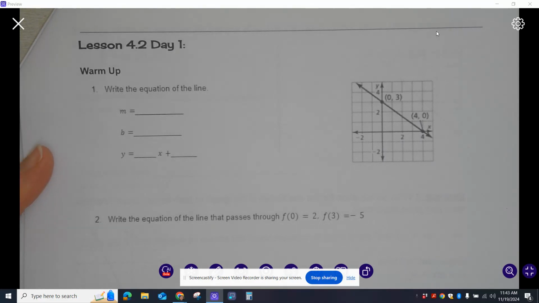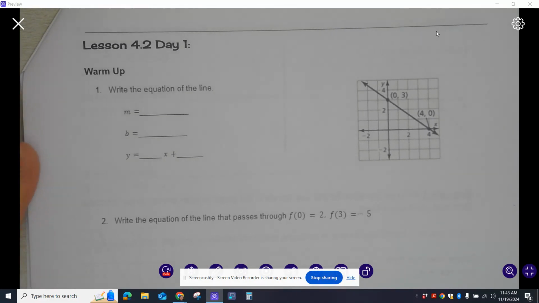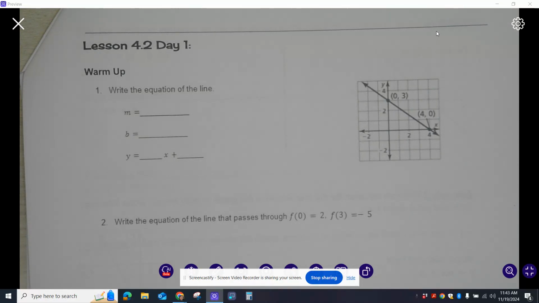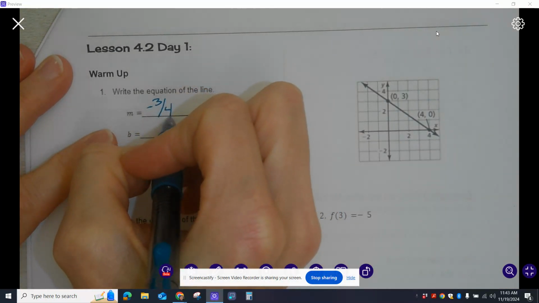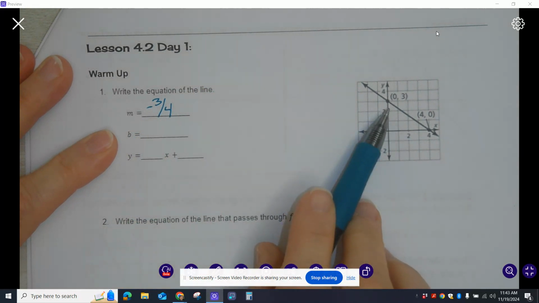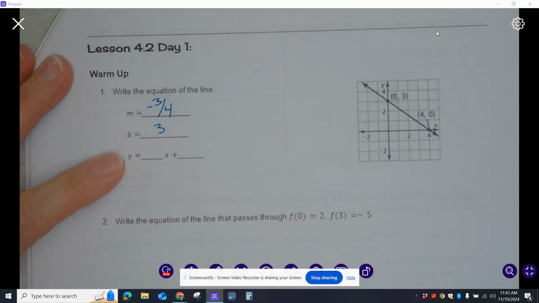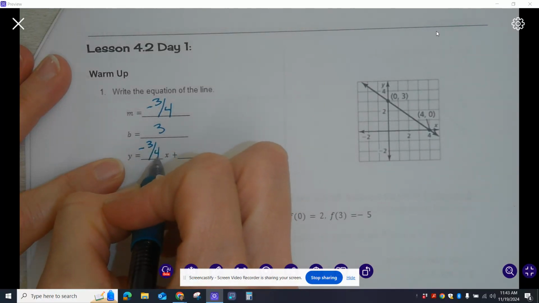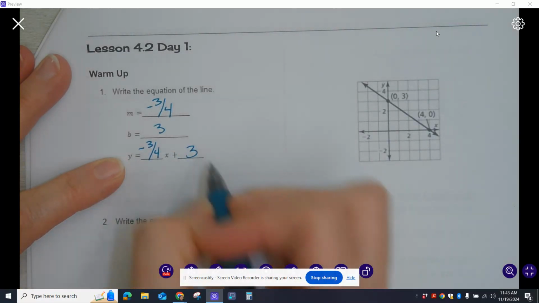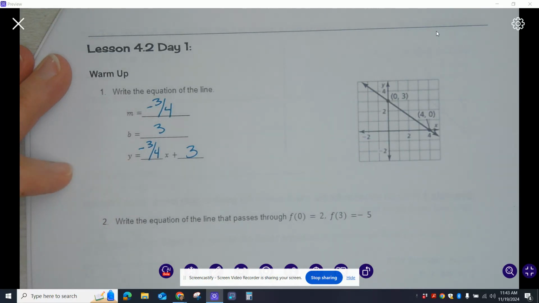So hopefully you paused the video and tried this. If you did, your slope here would have been -3/4. Your y-intercept would have been 3. Your equation in slope-intercept form would have been mx plus b, or y equals -3/4 x plus 3.